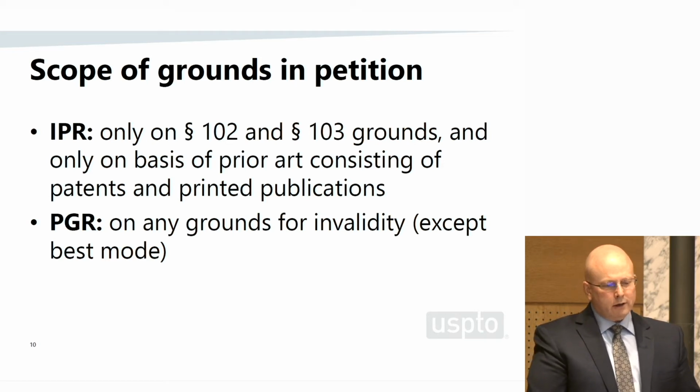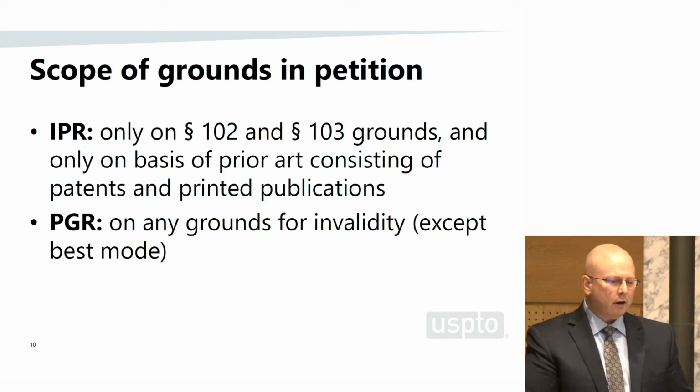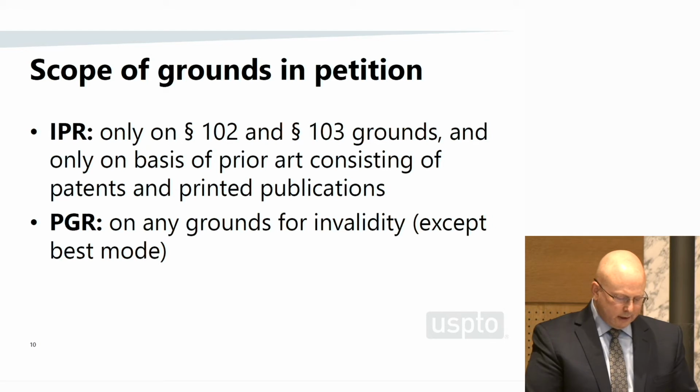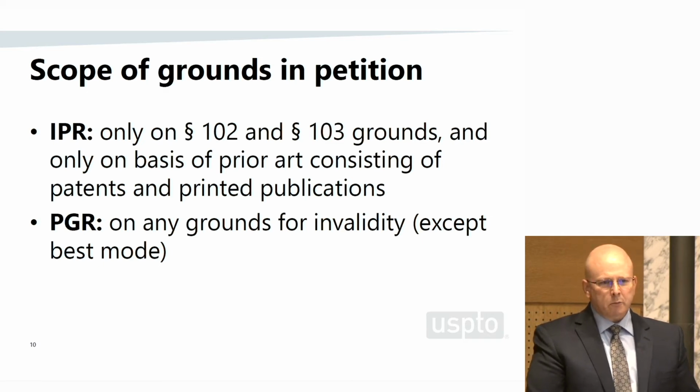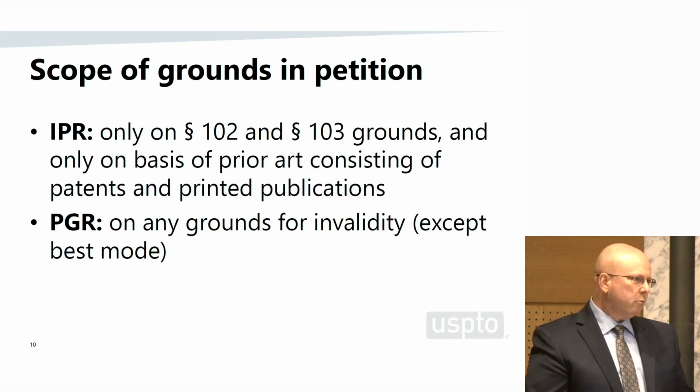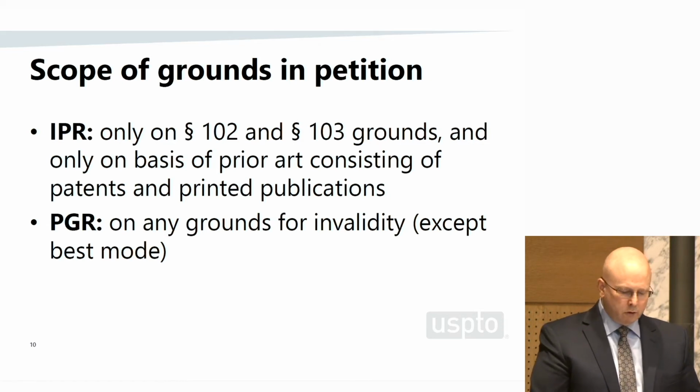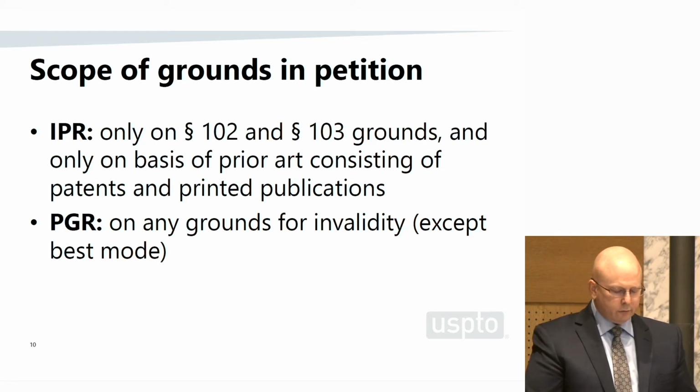Post-grant review, you can pretty much petition on almost any ground of invalidity except best mode, or a couple of others like on-sale bar that you can't use. The main ones, though, and what this really means practically, is you can have a petition on patentable subject matter, or 101, or written description, or grounds for indefiniteness, what we call Section 112. So those are the more common grounds in the PGR, because it's something you cannot get in an IPR.